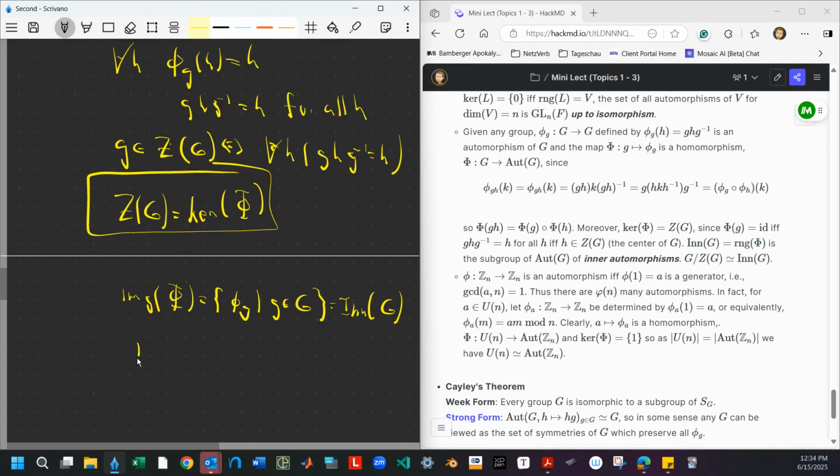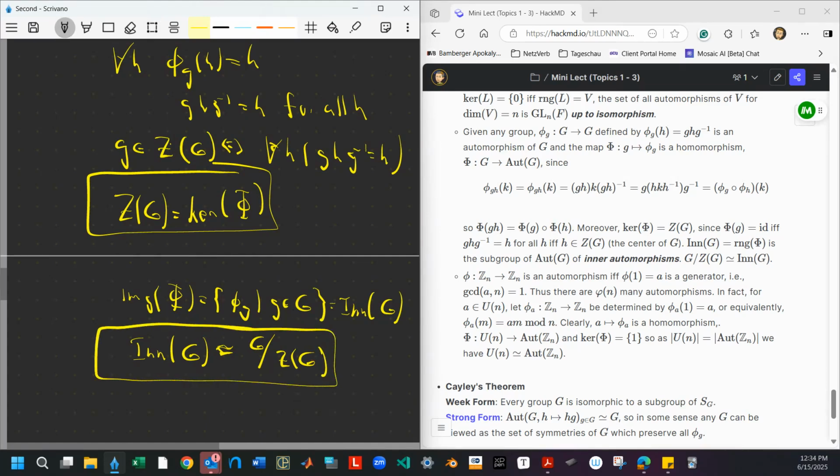And what we will prove at the end of next time is that Inn(G) is isomorphic to G mod Z(G). Okay, so that's actually what we'll prove. I mean, that's sort of what we have proved, but we need something called the isomorphism theorem, the first isomorphism theorem, to say that fully.